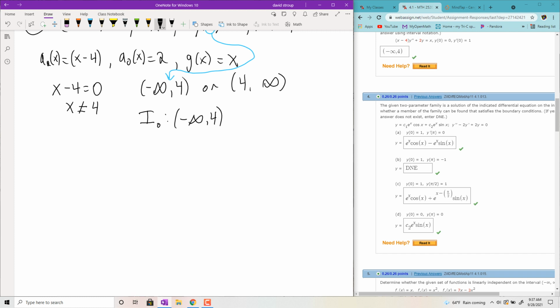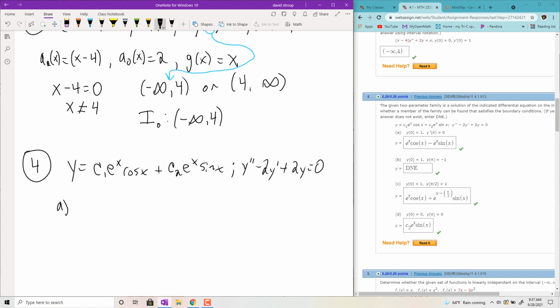Okay, so let's look at number 4. They'll go back and forth between the different types. For number 4, they use the solution c1 e to the x cosine x plus c2 e to the x sine x, and our differential equation, which turns out not to be necessary for our purposes, but we'll list it anyways. Part A is an initial value problem: y of 0 equals 1, and y prime of pi equals 0.